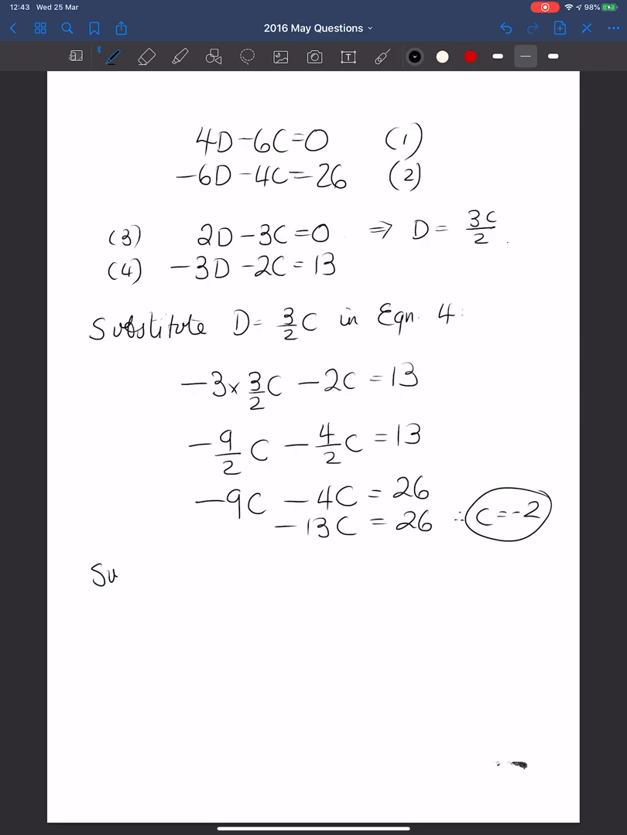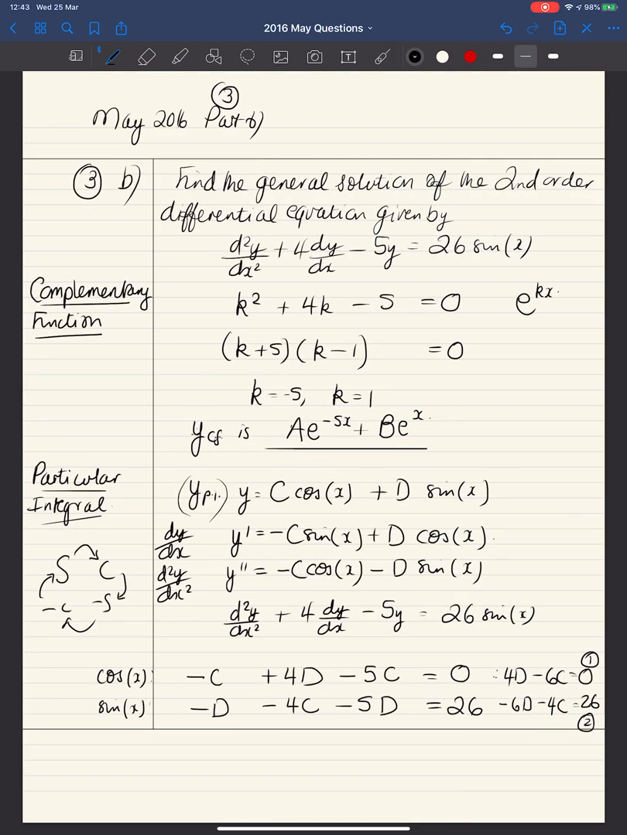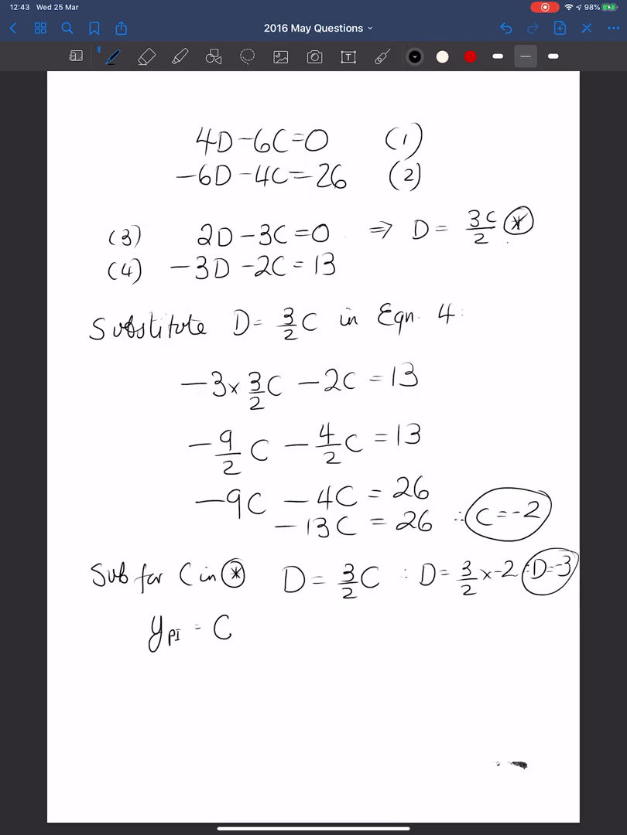And then substitute for c in star. d is 3 over 2c. So d is 3 over 2 times minus 2. So therefore d is minus 3. And we have our solution. So the particular integral, c cos x plus d sine x, is minus 2 cos x minus 3 sine x.